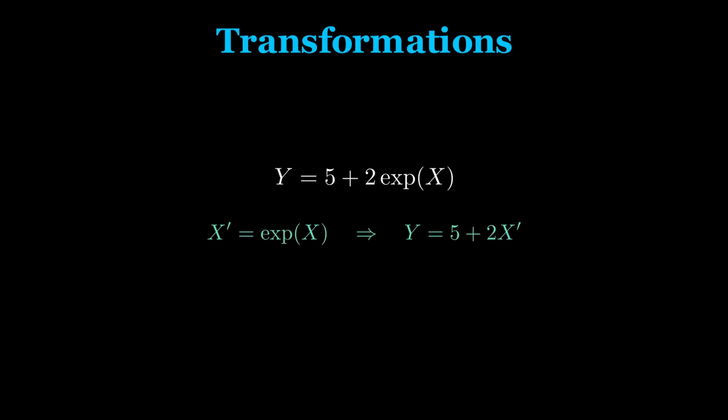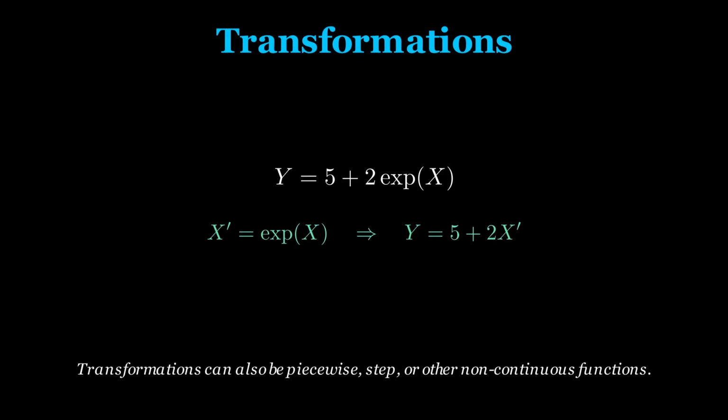Consider y equals 5 plus 2 times the exponential of x. The exponential introduces nonlinearity, but the model is linear in terms of the transformed explanatory variable, x prime equals the exponential of x. Transformations don't need to be smooth functions. They can include piecewise, step, or other non-continuous functions, such as binary variables, to capture various types of nonlinearity in the data. The output variable can be a function of several input variables.